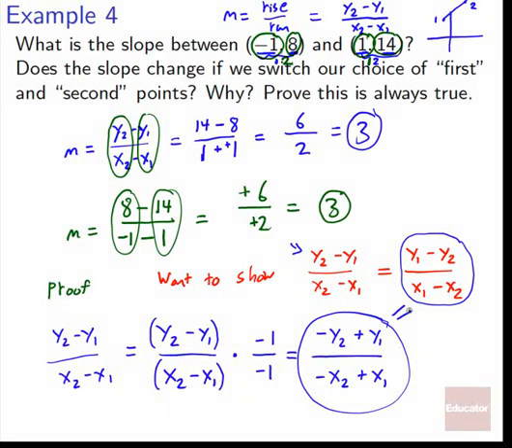Cool. So we managed to prove that it doesn't matter what order we slot it into using this y2 minus y1 over x2 minus x1 formula. It doesn't matter because it's going to wind up spitting out the same answers. But the really key idea to think about when we're talking about slope is it is the rise over the run. It is the rate of change, how quickly the line is changing.